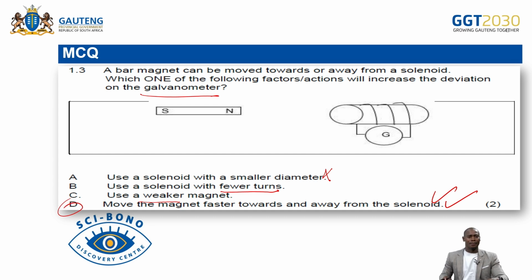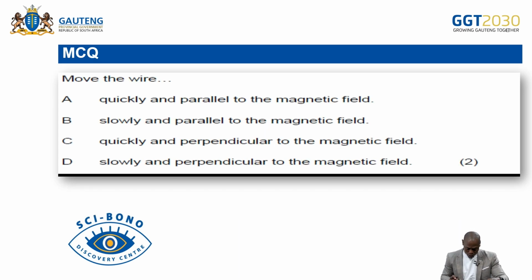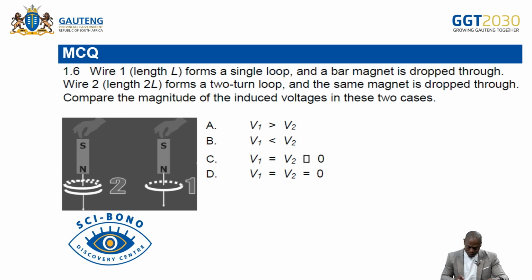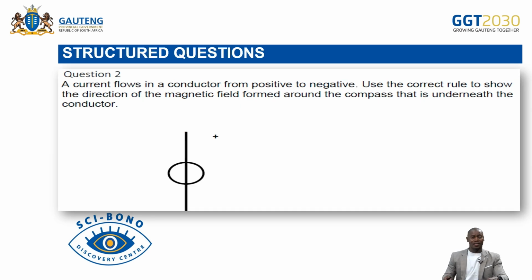The correct answer. Okay. So we are not going to look at all the multiple choice questions. Let's look at the structured questions because we are left with few minutes. The current flows in a conductor from positive to negative. So from positive, so it means that here we have what? We have negative because I have positive there, right?